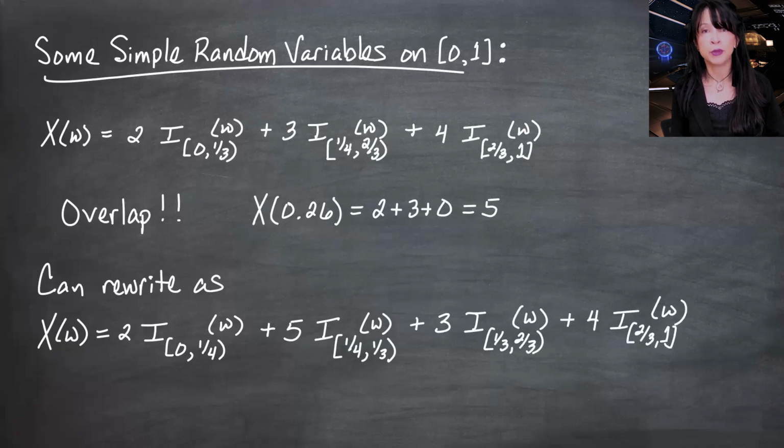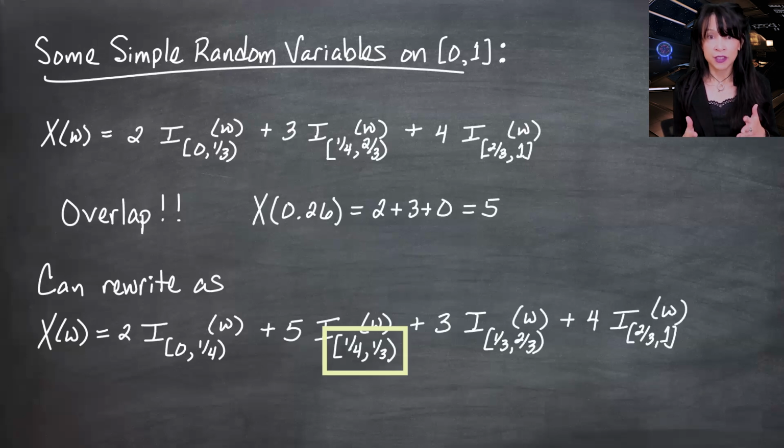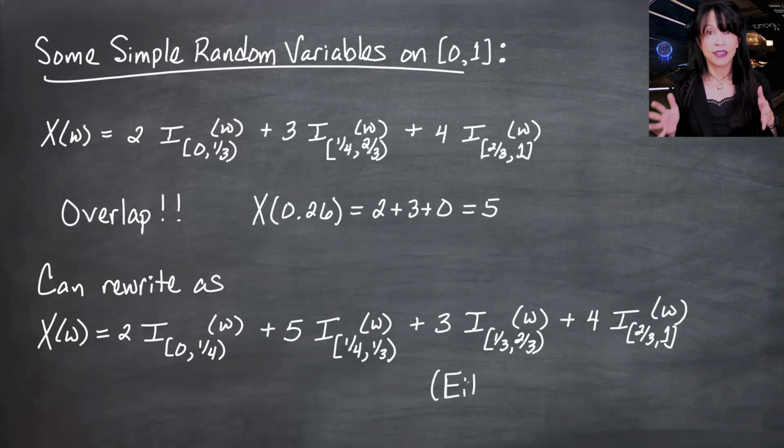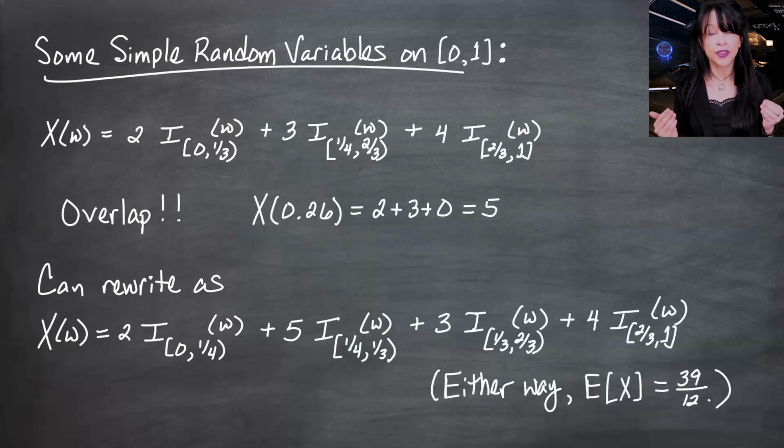And for the purpose of computing the expectation, just for one concrete example, let's assume that the probability measure is Lebesgue measure, or the length of this interval. The expectation up here is going to be 2 times 1/3 plus 3 times the length of the interval between 1/4 and 2/3, etc. And down here, we're going to get 2 times 1/4 plus 5 times, what is this going to be, 1/12, the length of this interval, etc. And stop the video if you need to and check out the expectation.